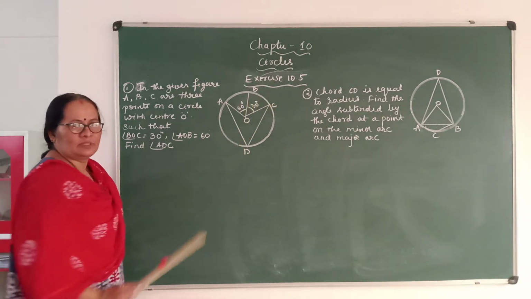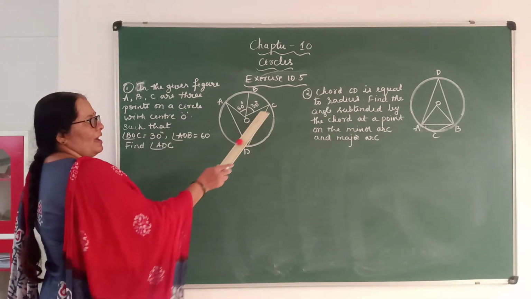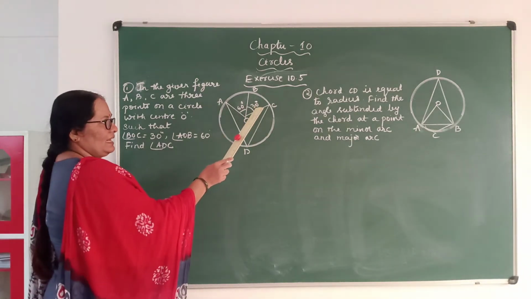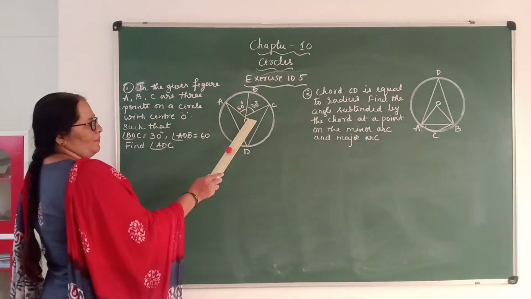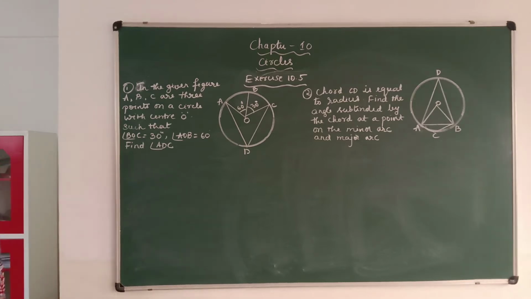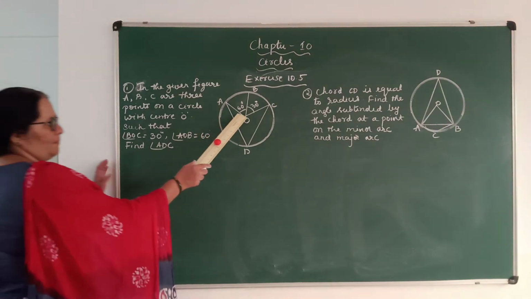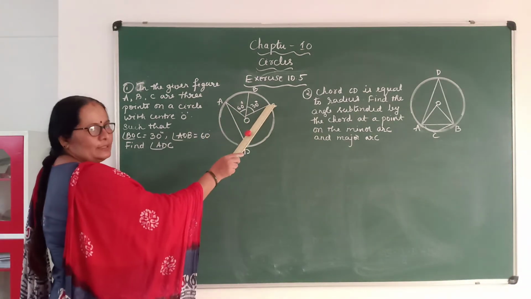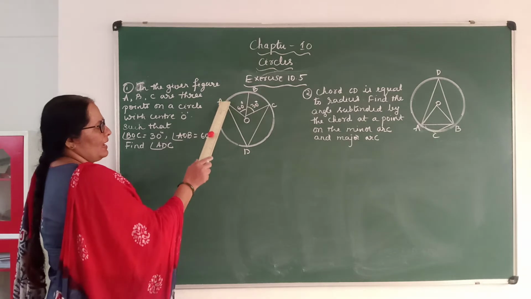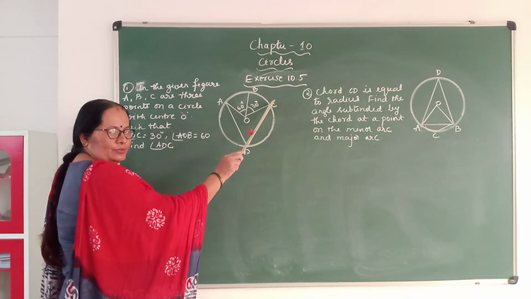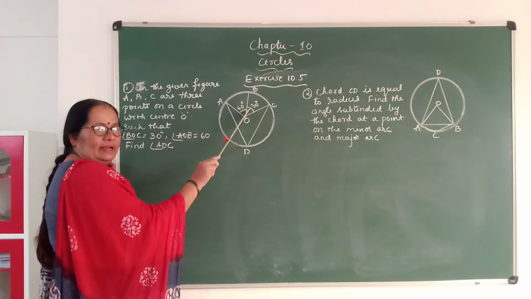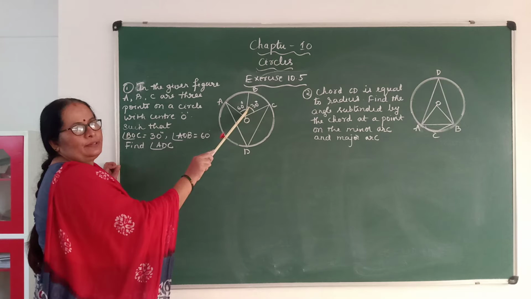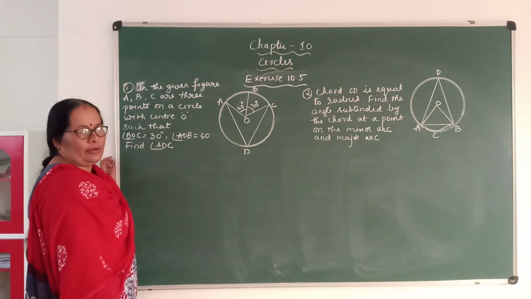Now see here, angle subtended at the center, that is angle AOC, is equal to angle AOB plus angle BOC. So angle subtended at the center is 60 degree plus 30 degree, which is 90 degree. Therefore, angle ADC equals half the angle subtended at the center, that is half into 90 degree, which is 45 degree.